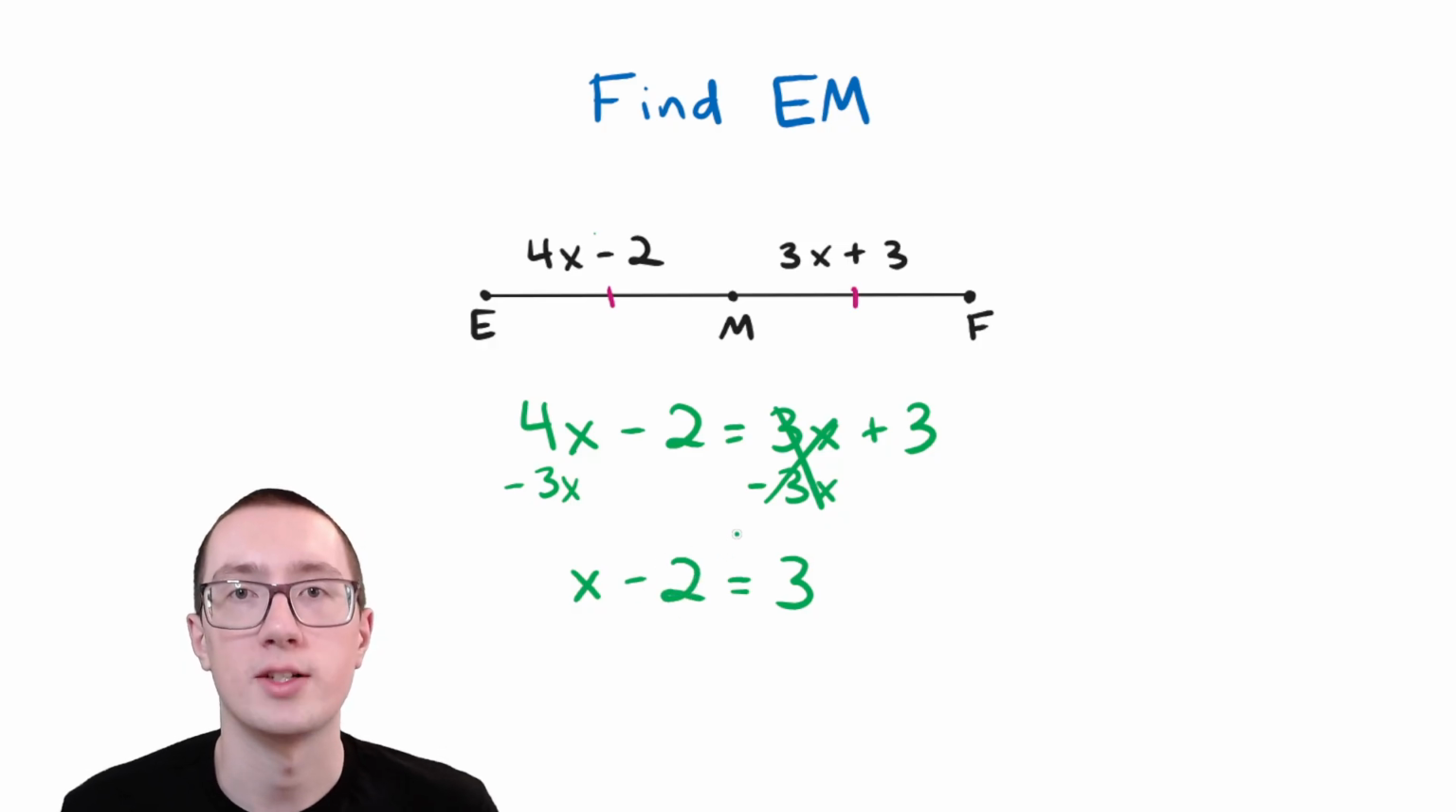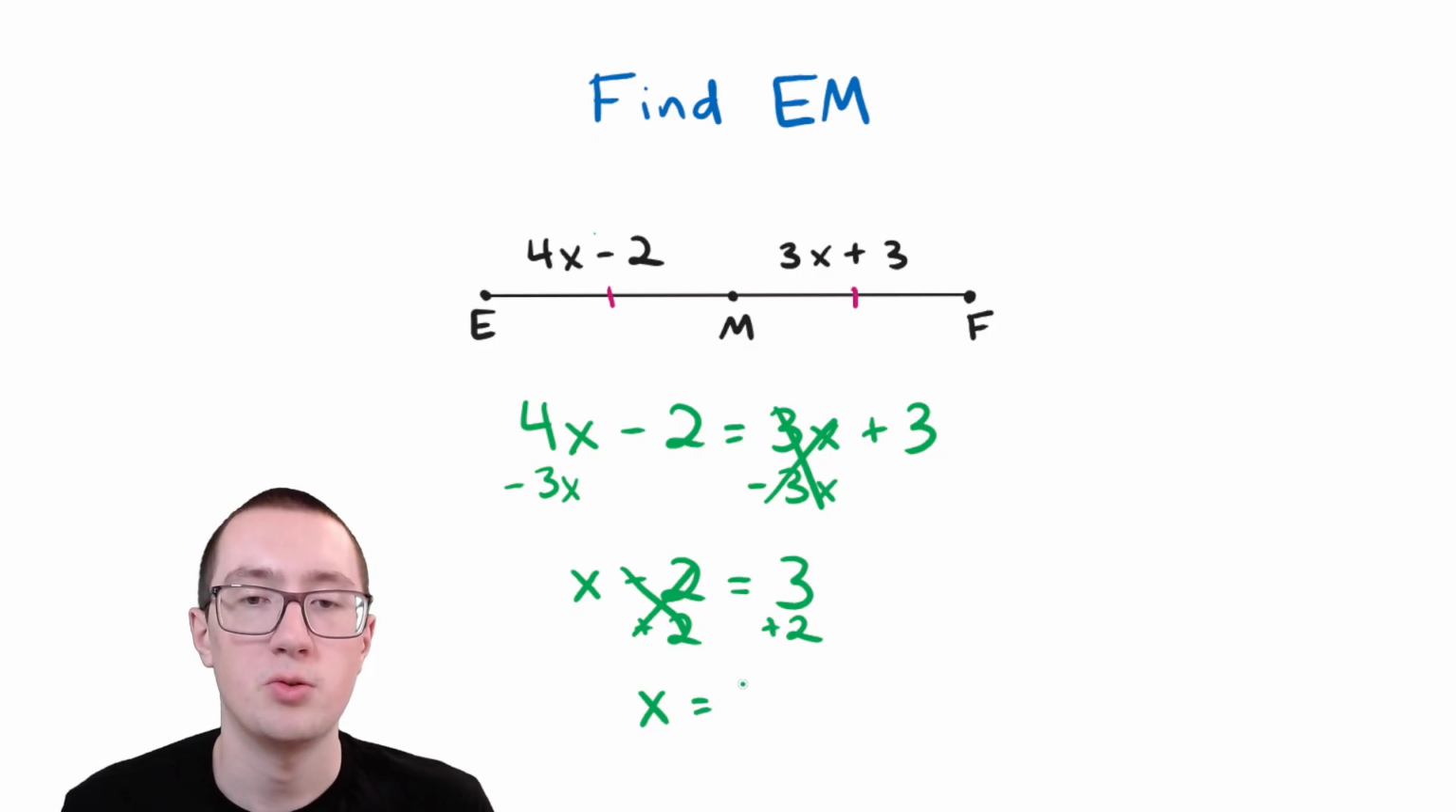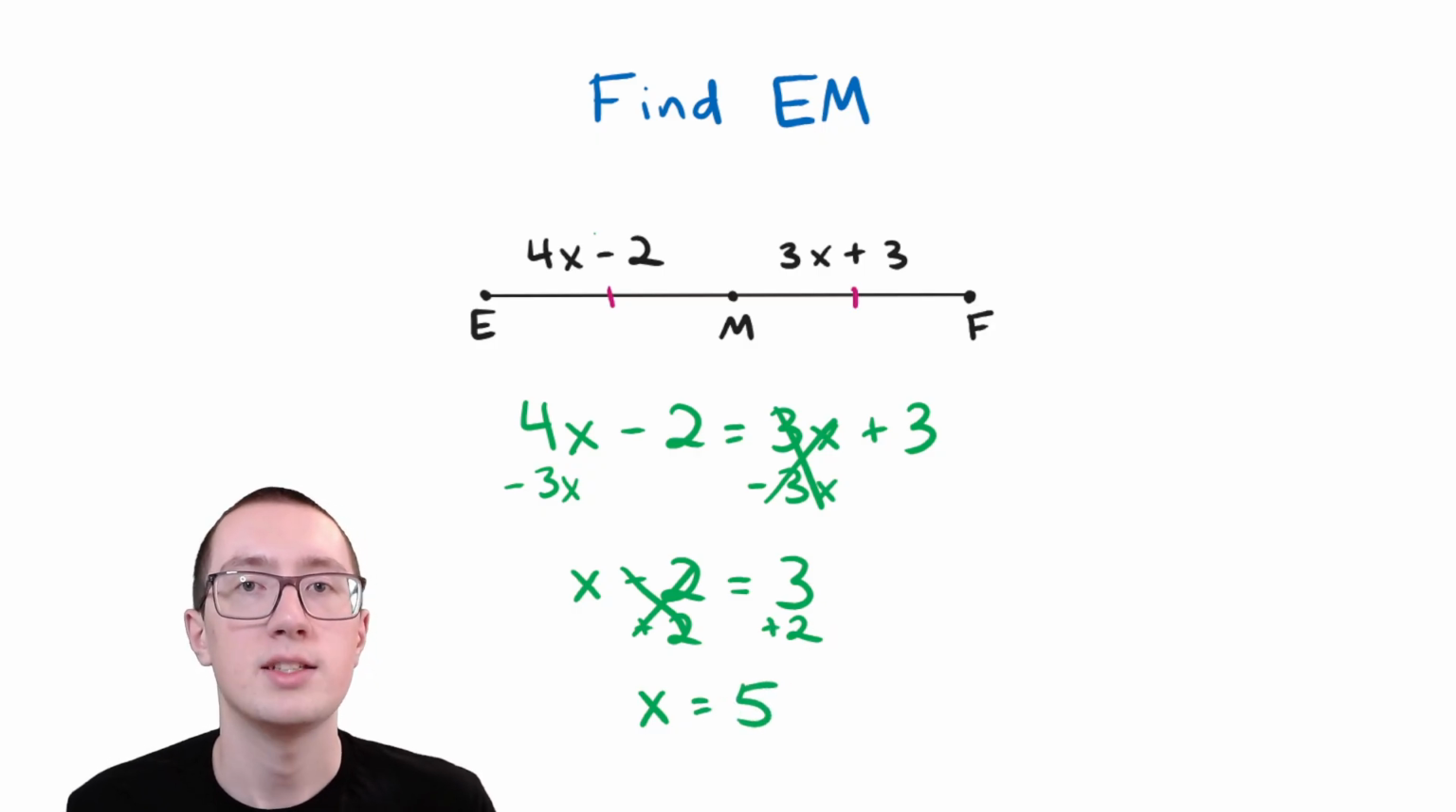And now we just have a one-step algebra problem because we have x by itself, except the only thing in its way is the minus 2. So to get rid of the minus 2, we'll do the opposite of minus, which is plus, and add 2 to both sides. So these cancel out. And on the left side, we just have x. And on the right side, we have 3 plus 2, which is 5. So x is equal to 5.